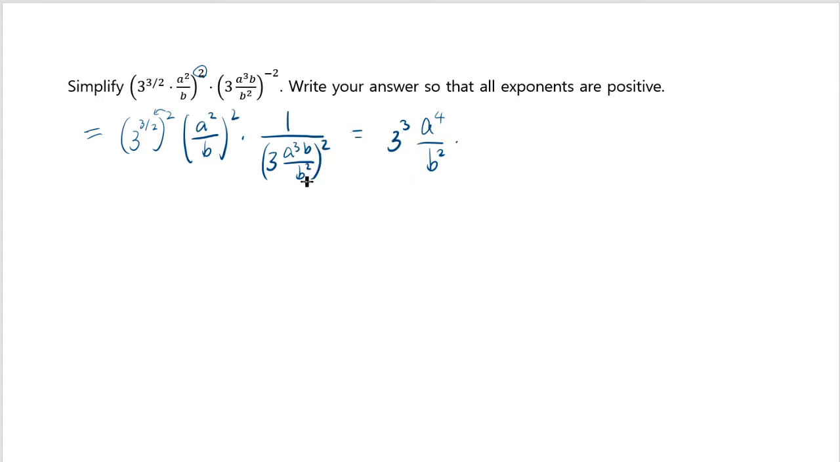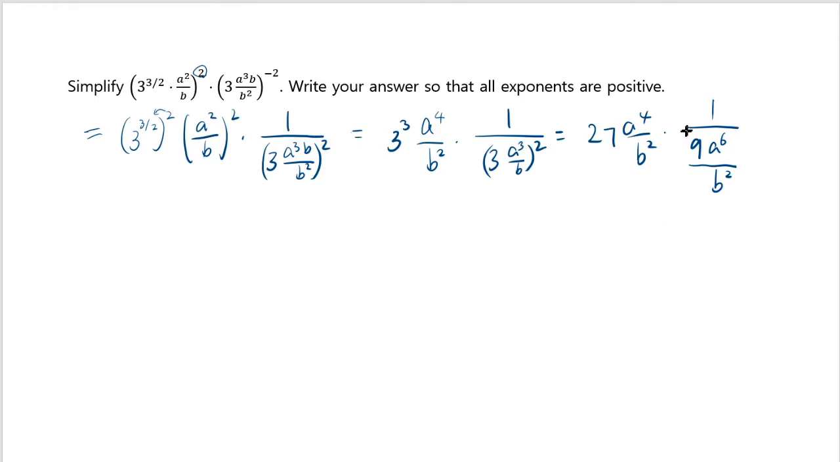And then I guess I can cancel one of the b's to the b down here, so I'll write it as a cubed over b for now. And 3 to the 3rd power is 27. Whereas this is 1 over 3 squared, which is 9, a cubed, 3 times 2 is 6, and then you also have b squared.